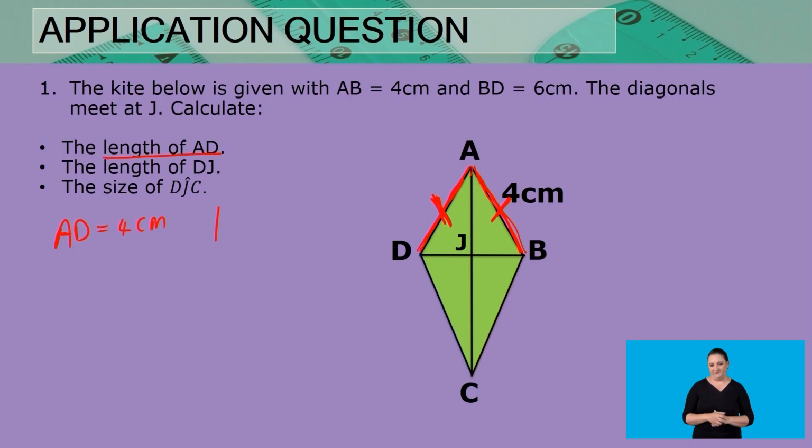And as our reason, we will write to say that adjacent sides of a kite are equal.